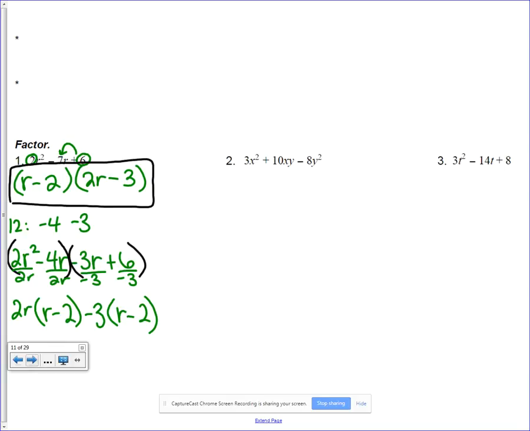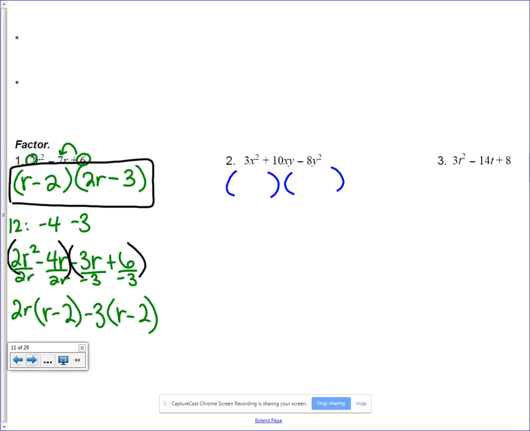Everybody doing okay? Sure? Okay. Moving over to number 2. Did I leave you guys enough room today? A little bit better than yesterday.